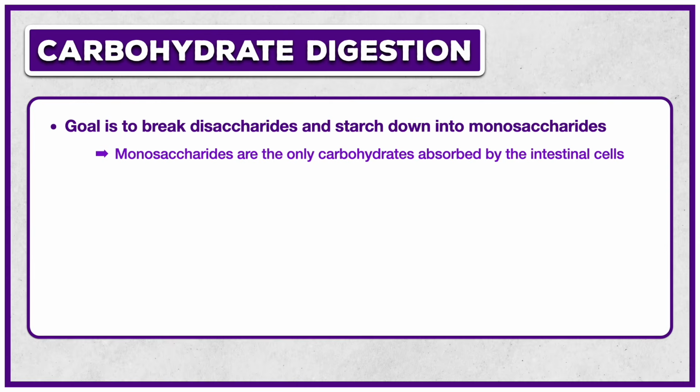For carbohydrate digestion, the goal is to break disaccharides and starch down into monosaccharides. Monosaccharides are the only carbohydrates absorbed by the intestinal cells, so converting them into this form is a critical step in allowing the body to use glucose for energy. Out of all the carbohydrates, starch requires the most digestion. After all, it consists of very long strands of glucose.